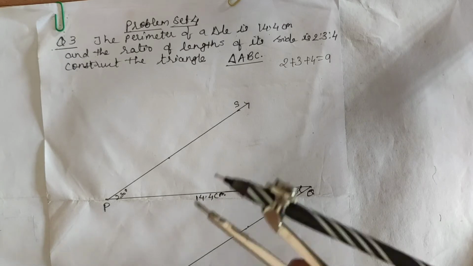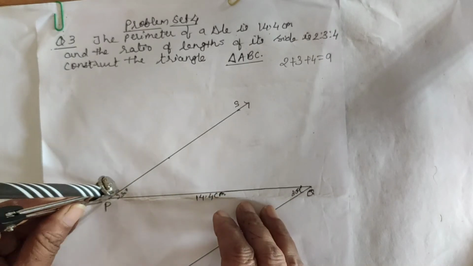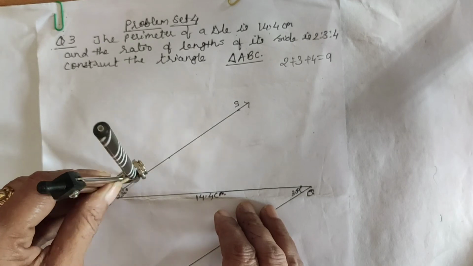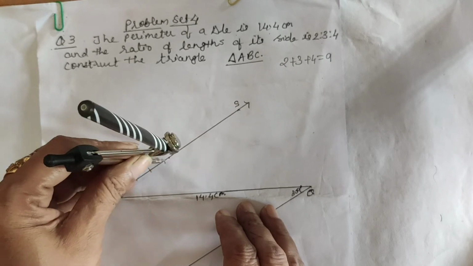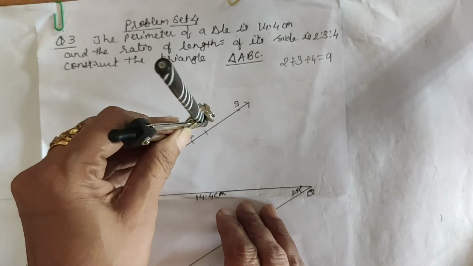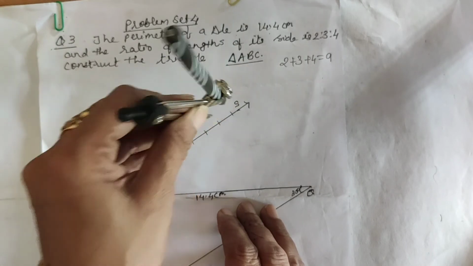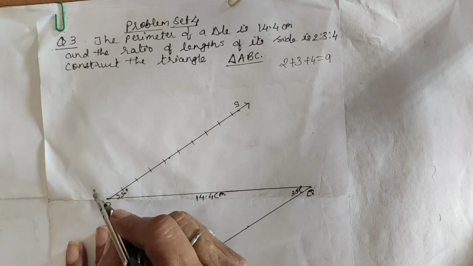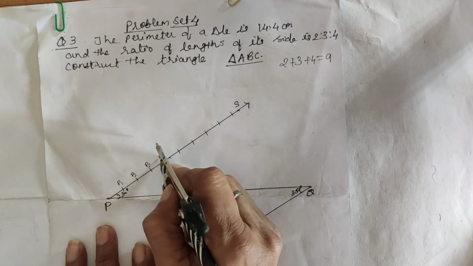So take any convenient, small radius and draw 9 equal parts. This is 1, 2, 3, 4, 5, 6, 7, 8 and 9. And give the names: this is point P, so here you can write P1, P2, P3, P4 and so on.